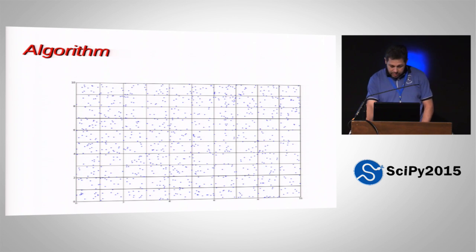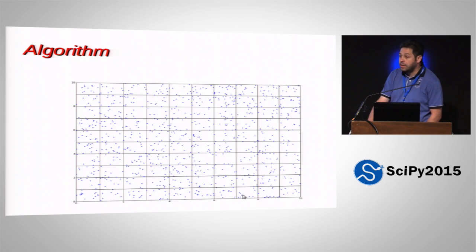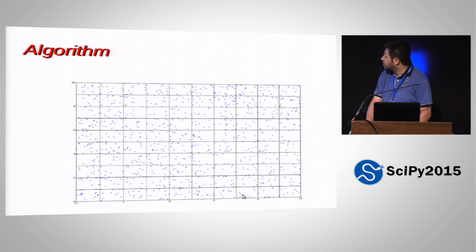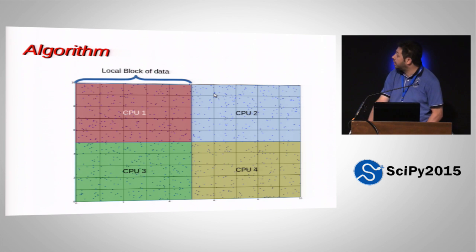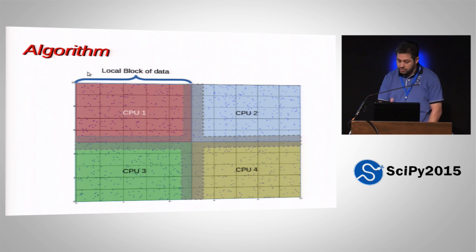The algorithm is based on the creation of a grid, a mesh, and the points are the markers. This is a cloud of random points that cover the mesh. According to the topology, data are split and assigned to each task, so we can find a local block of data. In order to avoid a border effect, we extend the size of each block.